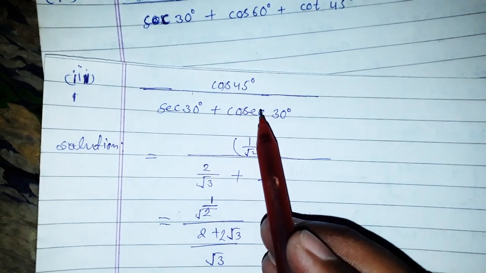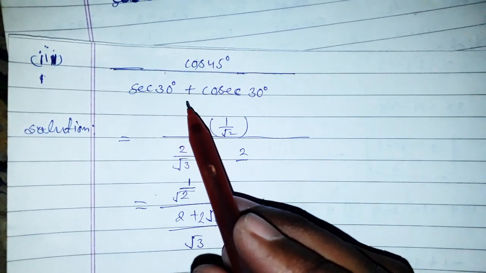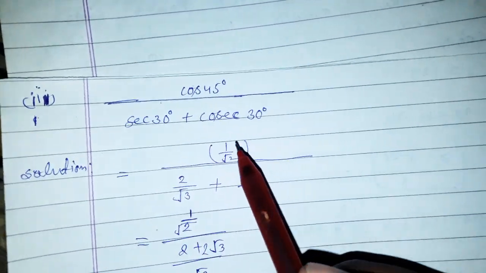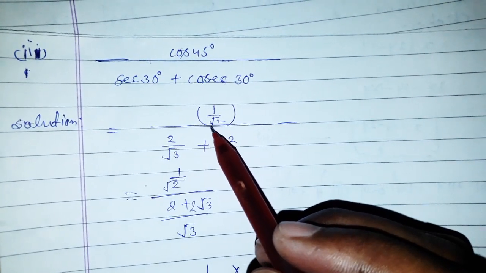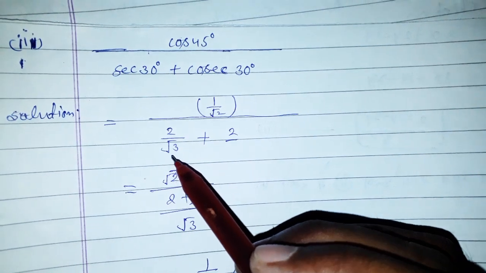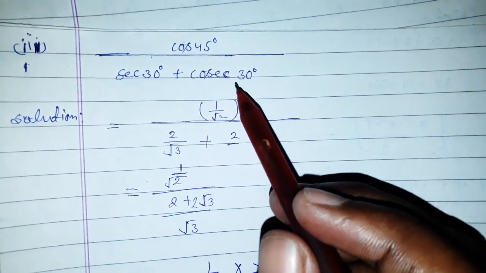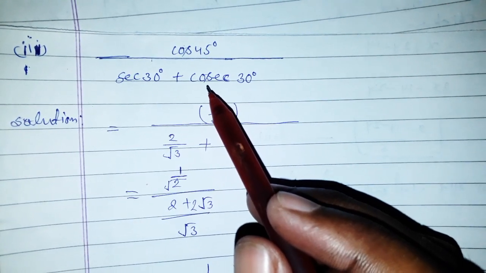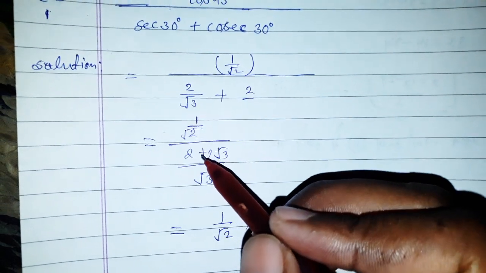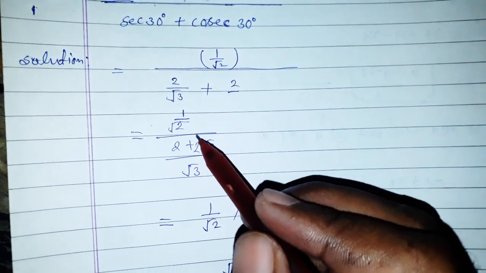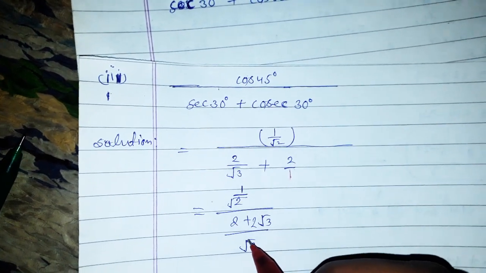Next is cos 45 degree upon sec 30 degree plus cosec 30 degree. So what is the value of cos 45 degree? Cos 45 is 1 upon root 2, and sec 30 degree is 2 upon root 3, plus cosec 30 degree is 2. So these values are the same, but here take the LCM.